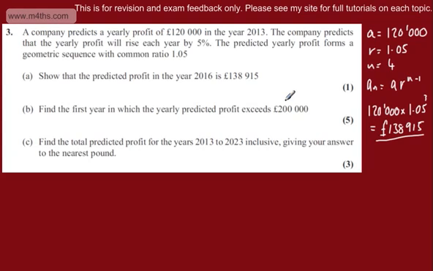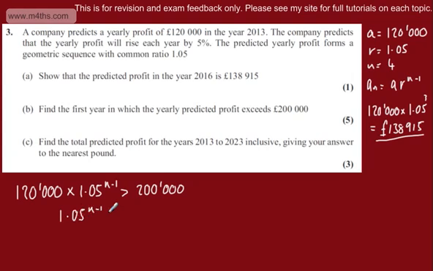Okay, the next one, we need to find the first year in which the yearly predicted profit exceeds £200,000. So we're still looking now for a term in the sequence. What we can say then is the following. We've got the 120,000, multiplied by 1.05 to the power of n minus 1, and that must be strictly greater than 200,000. At this stage, I'm going to divide both sides by 120,000. So I'm going to get 1.05 to the power of n minus 1 must be greater than 200,000 over 120,000, which we can simplify to 5 over 3.